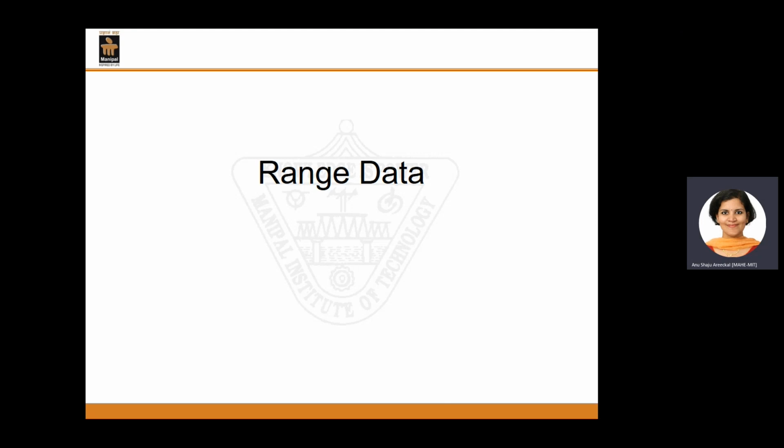Today is the last lecture class, and we'll be discussing range data images in this class. We'll first begin with what range sensors or range data are, and then we'll move on to some of the image processing or computer vision techniques with regard to range data, like segmentation or edge detection, and then we'll move on to how registration is done on range data.